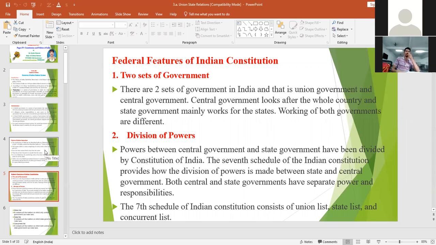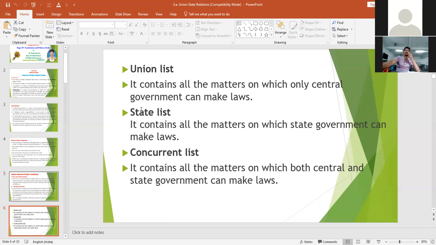At present, approximately 100 issues are kept in the union list, approximately 60 or 61 items or issues are under the state list, and more than 50 items are in the concurrent list. So the division of power is one of the most important features of the federal structure. And we have seen the categories of list: the union list, the state list, and the concurrent list.